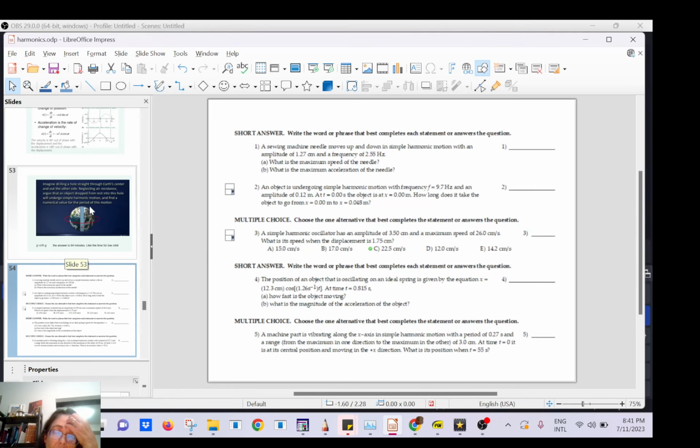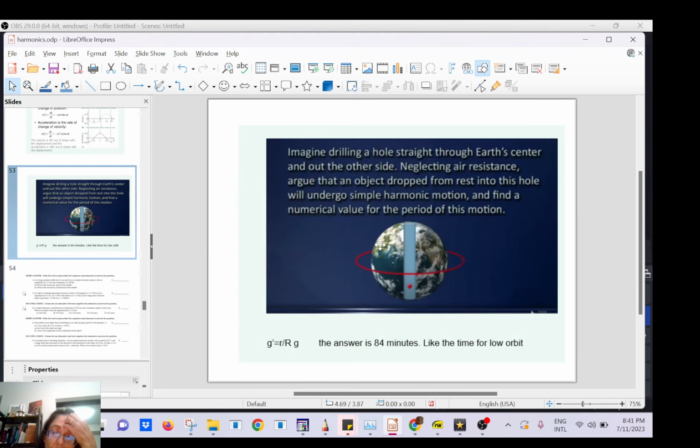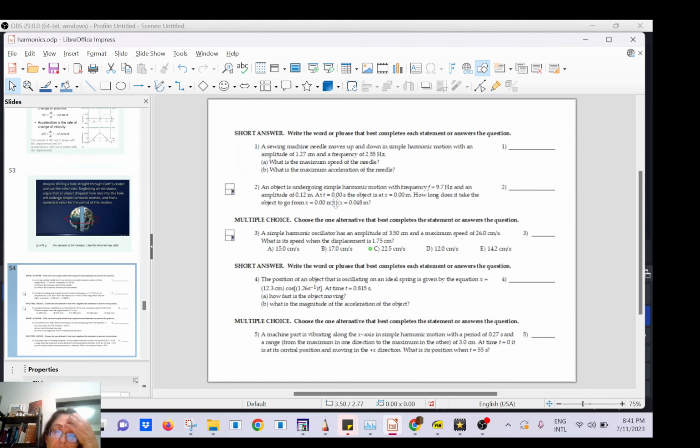Now let's go to some problems, not calculus, just algebra based. So this one is actually interesting. It's a typical problem, but I'm going to do that at the end. So let's try to apply what we have learned.